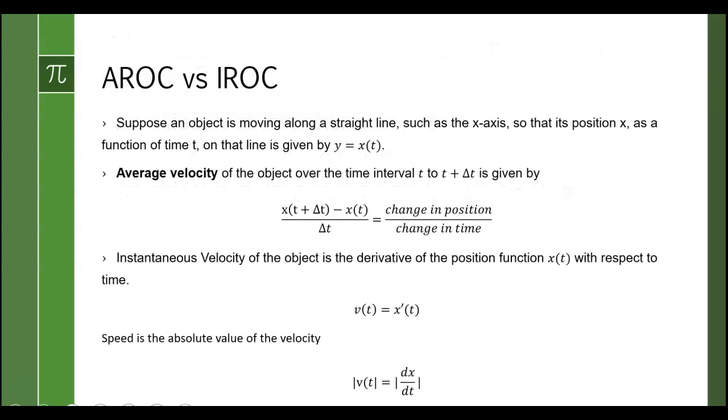And then the last little bit with position, velocity, acceleration is our AROC, IROC. AROC is average velocity. I know that once we got into integrals, it started to become iffy as to whether we were integrating or deriving. So if you read average velocity, then it's the change in position over change in time. Average velocity implies slope of the secant.